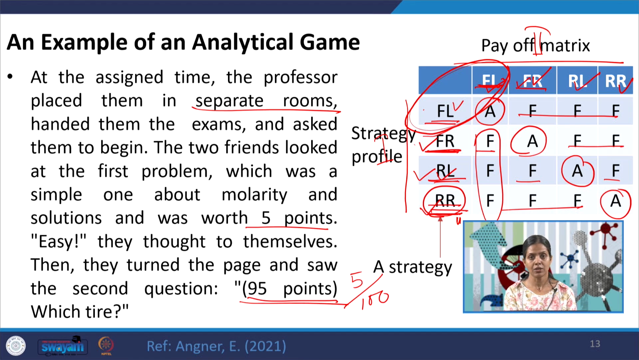Here there are only two players. So, whatever strategies we pick for each player, we combine them together. It is a vector of one strategy from each of the players involved, here in this case 2 players, and we call it a strategy profile. So, FL-FR, FL-RL, FL-RR, all these are strategy profiles.